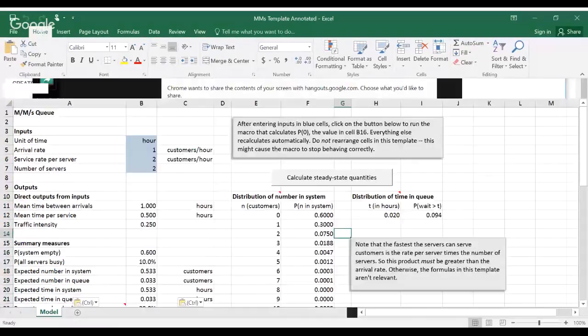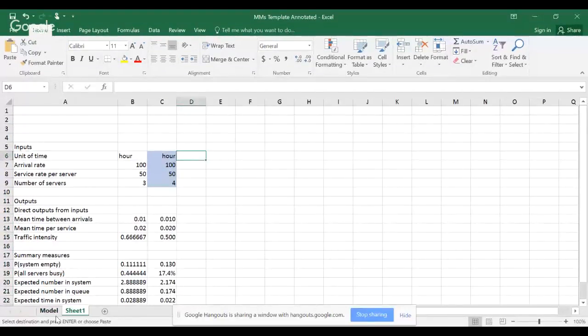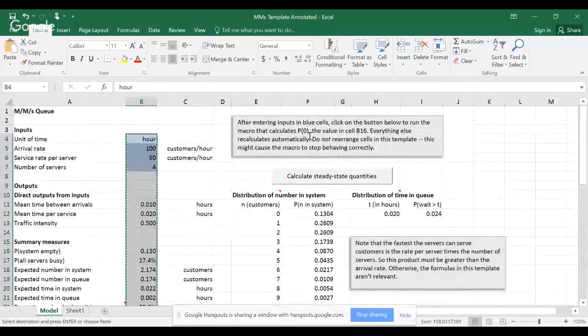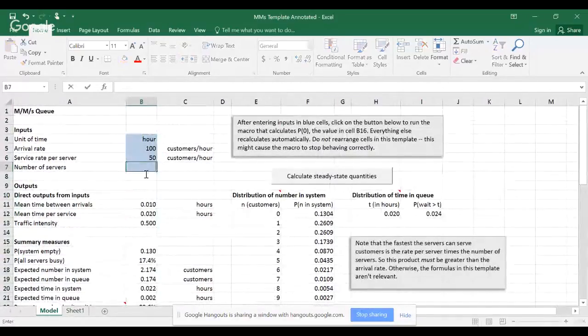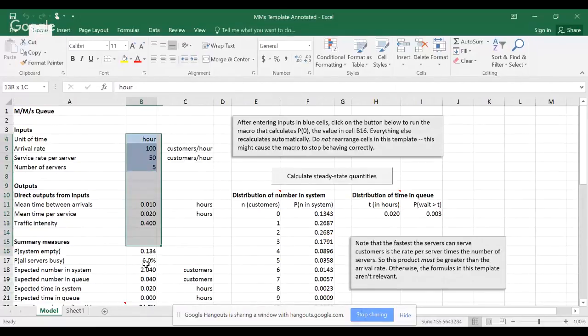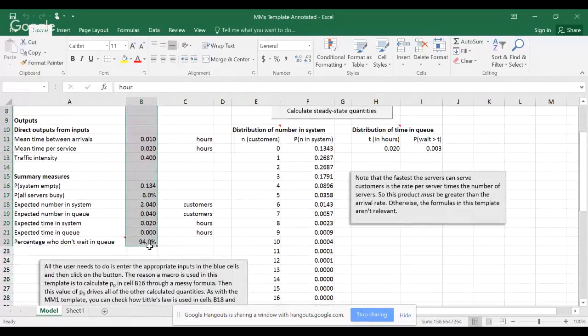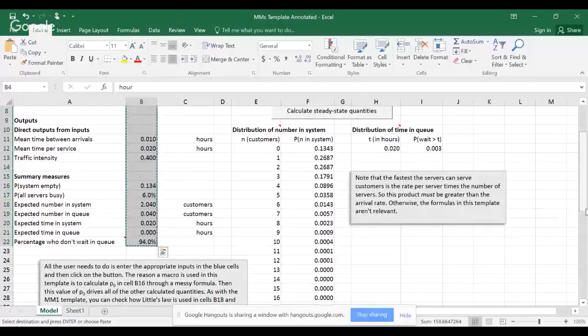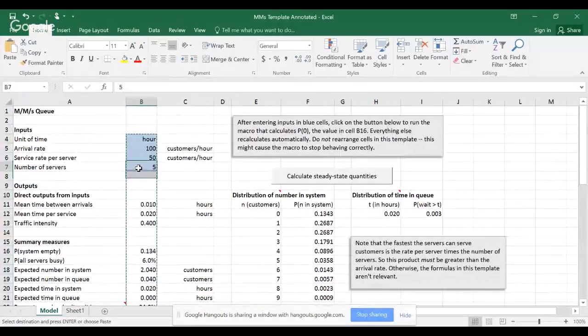Okay. Going to change it to 5 now. Calculate again. Okay. Copy and paste it. And I'm going to go to 6. I think 6 is the last one I'll do.